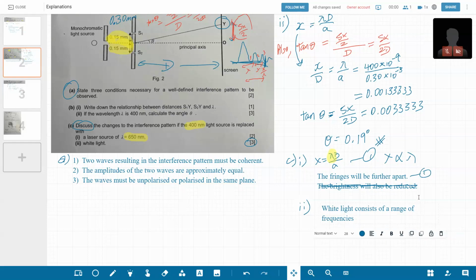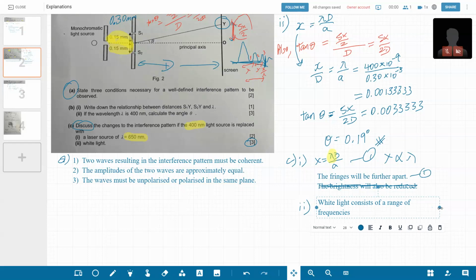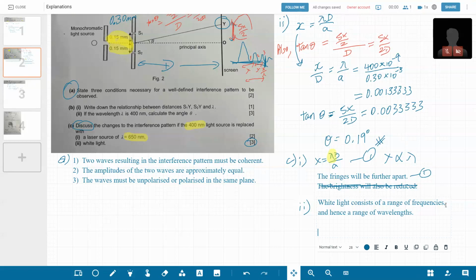White light consists of a range of frequencies, okay, which is, yeah, red, orange, yellow, green, blue, indigo, violet. So because of that, each individual frequency is a different lambda, okay? And hence a range of wavelengths. As such, the different colors of light, of white light, will have different fringe separation.